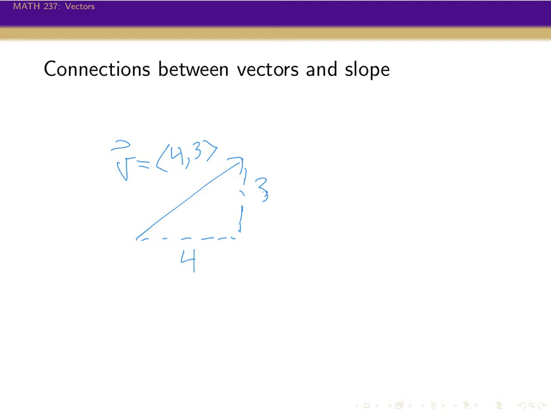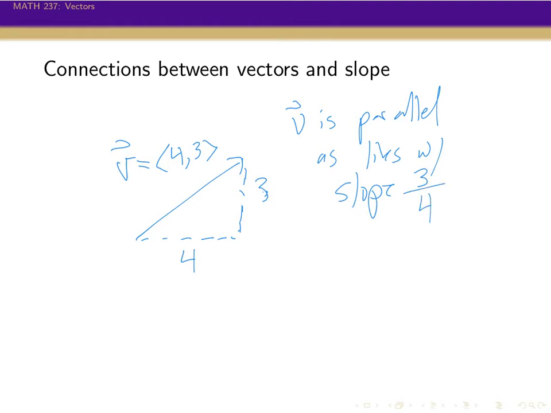If you look at this vector v, specifically it's going over 4 and going up 3, but you can notice that v is parallel, going in the same direction as lines with slope. Well, what would the slope be here? The change in y is 3, and the change in x is 4. So it would be going along the slope 3/4.